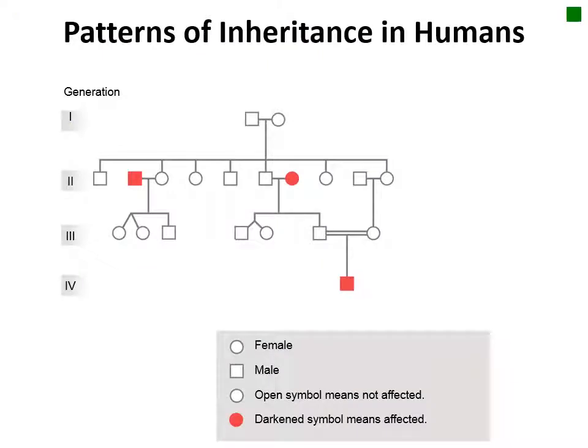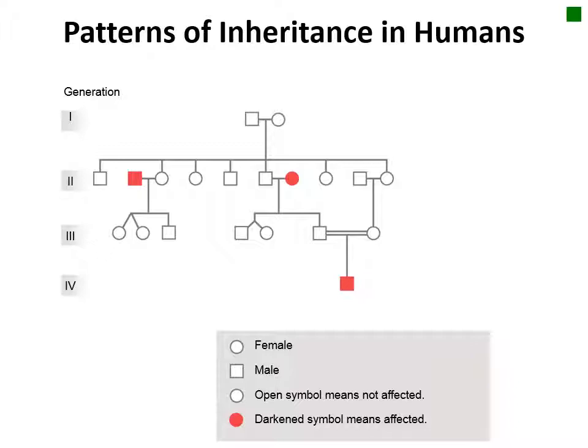Seeing the segregation of alleles in humans is not as easily observed as in pea plants, because humans do not make good study subjects. You would have a difficult time trying to choose two humans to mate so that you can study what traits are observed in their offspring.